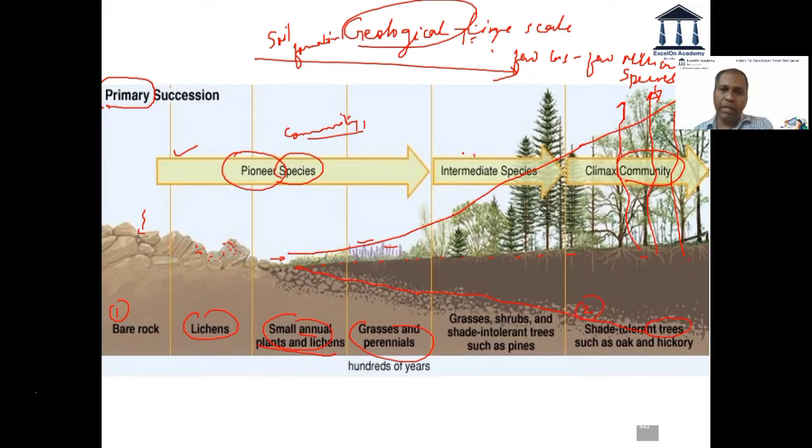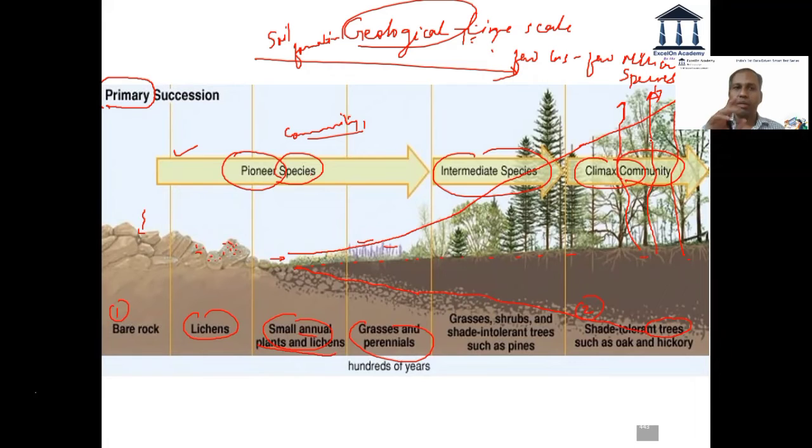Then there is the intermediate species, which is not very difficult to understand. They are neither pioneer nor climax. Climax communities are the last set of communities. There is nothing beyond them because they are very stable. There is no new type of community possible after the climax community. That's the end. That's why they are called climax communities.